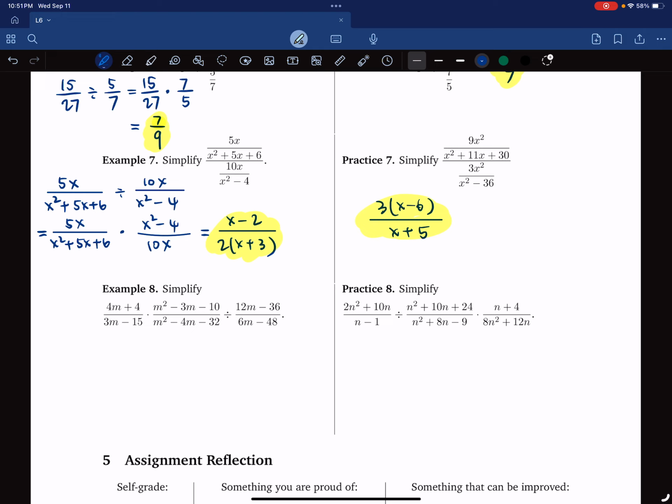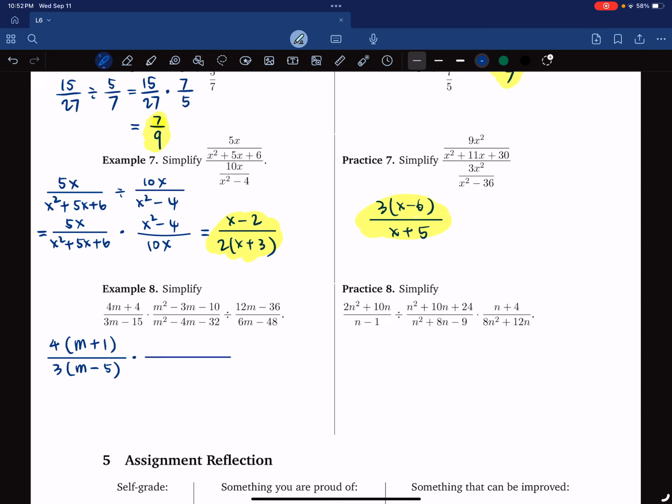I'm going to factor into 4 times (m plus 1), taking out the common factor of 4. The denominator is 3m minus 15. I'm going to take out a common factor of 3, and this will become 3 times (m minus 5). So I completed factoring of the first rational expression. Let's do the second one.